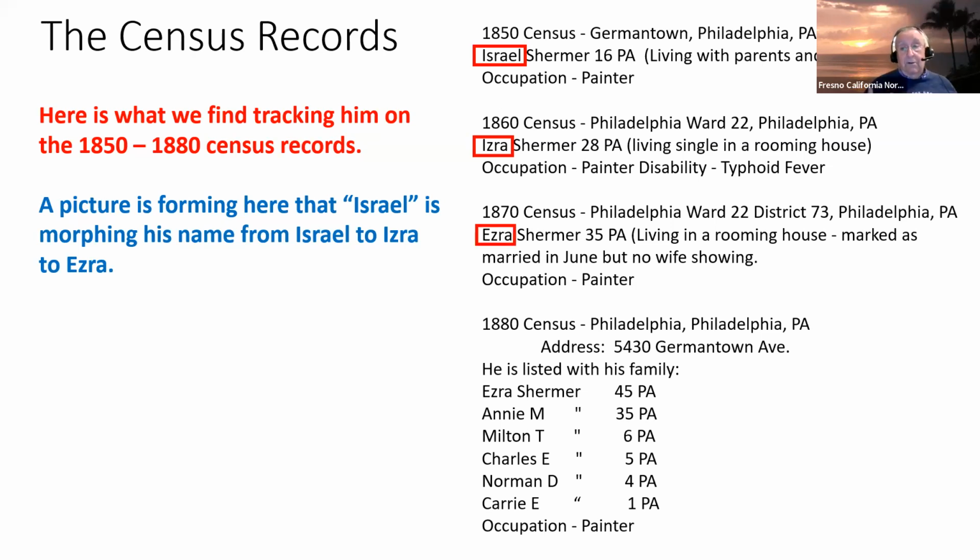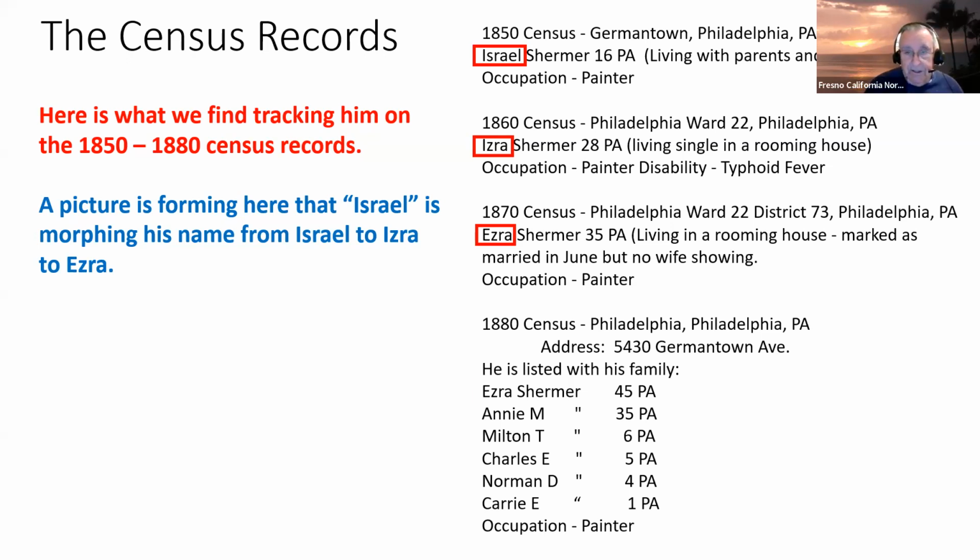1870, he's living alone still. He's only aged 7 years this time. And he's in a rooming house. He was marked as married in June, but there's no wife. That's kind of strange. And his occupation again is painter. See, that becomes a very important thing in showing who this person is.